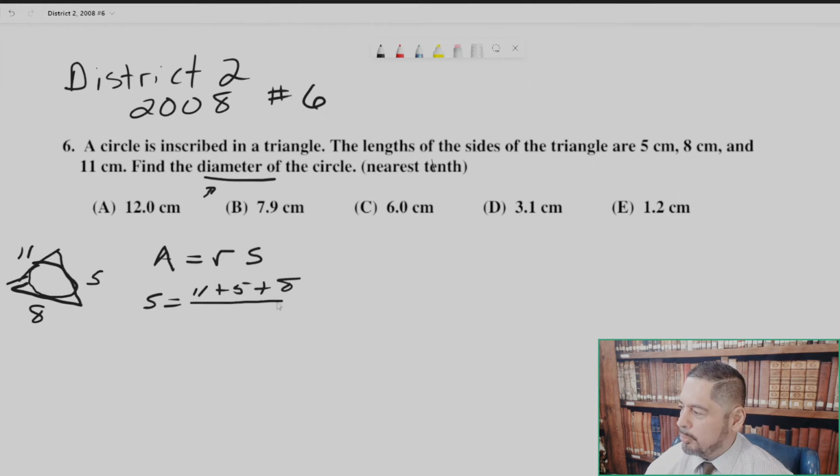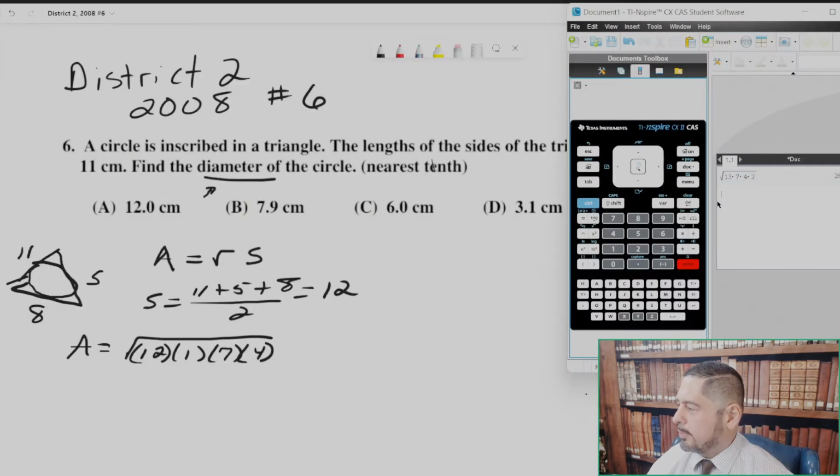So going ahead and using Heron's formula, the semi-perimeter is equal to 11 plus 5 plus 8 divided by 2, and 11 plus 5 is 16, plus 8 is 24, divided by 2 is 12. And so to get the area, we take the square root of 12 times 12 minus 11 is 1, 12 minus 5 is 7, and 12 minus 8 is 4.